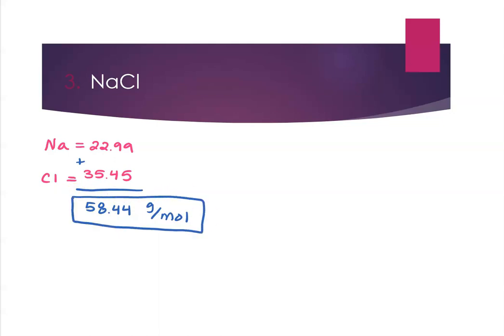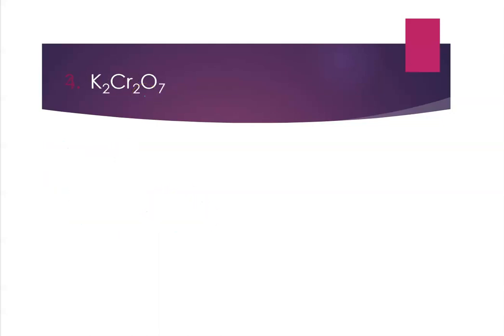All right, let's look at some compounds that have more than one of each element. So here I have K2Cr2O7, so I have 3 elements here. I have K, I have Cr, and I have O. So I have 2 Ks, I have 2 Crs, and I have 7 Os. So what I'm going to do is I'm going to multiply the number that I have by the molar mass of that element. All right, so 2 times molar mass of potassium is 39.1.